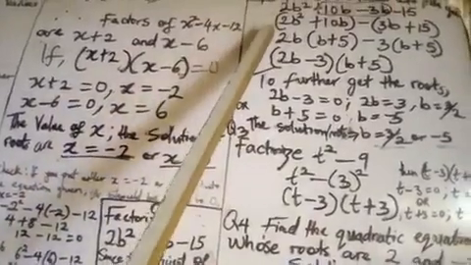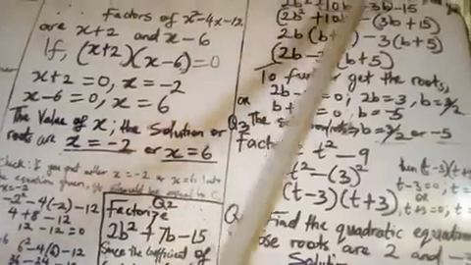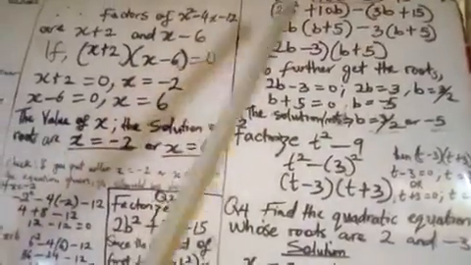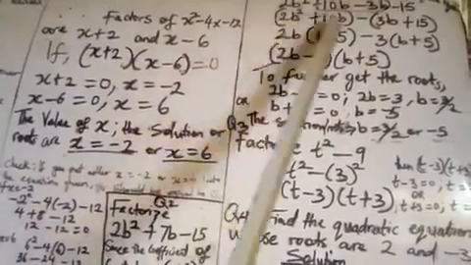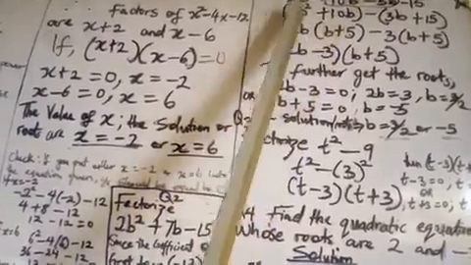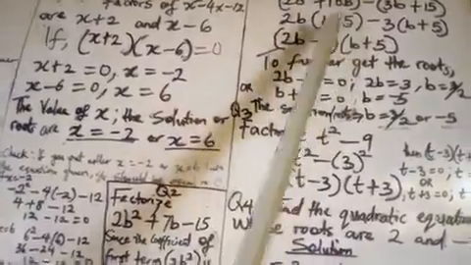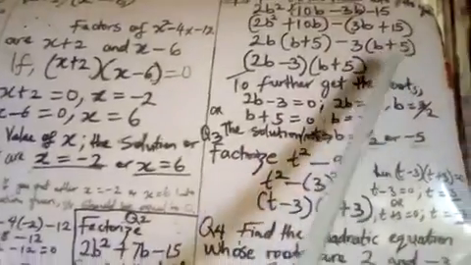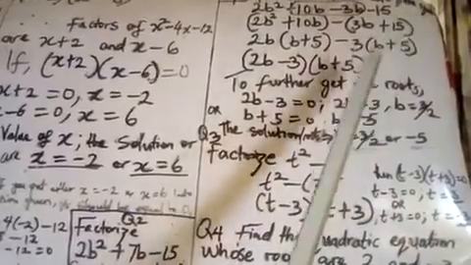So you do the grouping: group 2b squared plus 10b together, and minus 3b minus 15... group it together. Then from there, what is common to both of these? What is common is 2b, because 2b times b will give us 2b squared, and 2b times 5 will give you 10b. So 2b is common. What is common to the other pair? We have 3 is common. 3 times b will give us 3b, 3 times 5 will give us 15. So 3 is common.